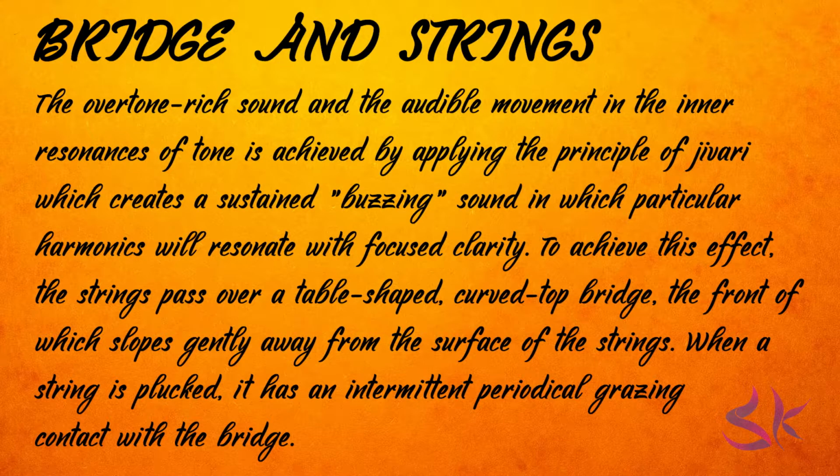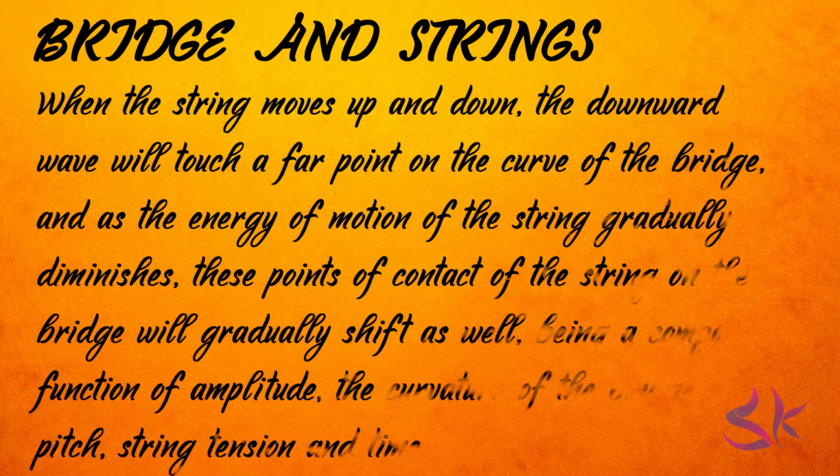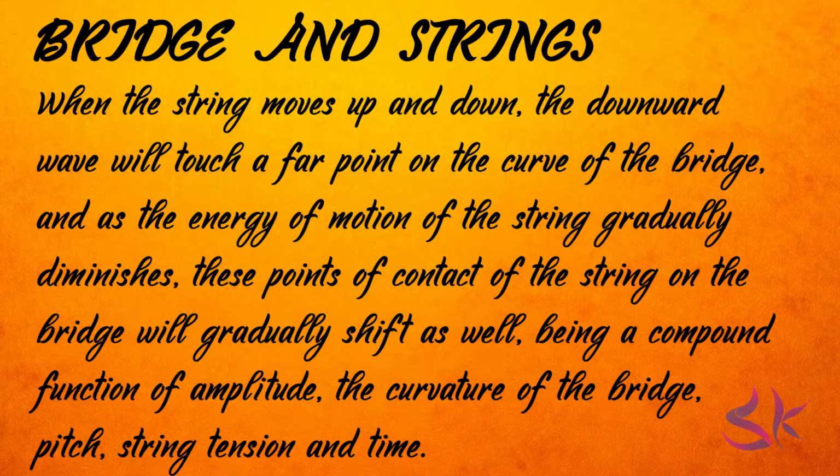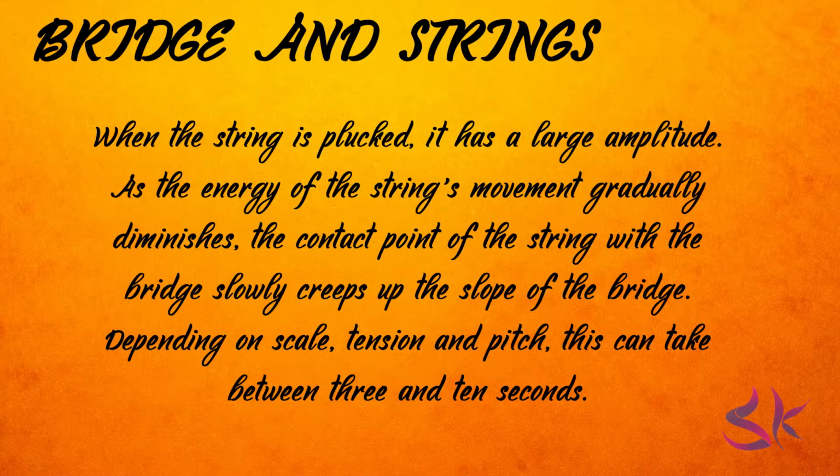When a string is plucked, it has an intermittent periodical grazing contact with the bridge. When the string moves up and down, the downward wave will touch a far point on the curve of the bridge. And as the energy of motion of the string gradually diminishes, these points of contact of the string on the bridge will gradually shift as well, being a compound function of amplitude, the curvature of the bridge, pitch, string tension and time. When the string is plucked, it has a large amplitude. As the energy of the string's movement gradually diminishes, the contact point of the string with the bridge slowly creeps up the slope of the bridge.